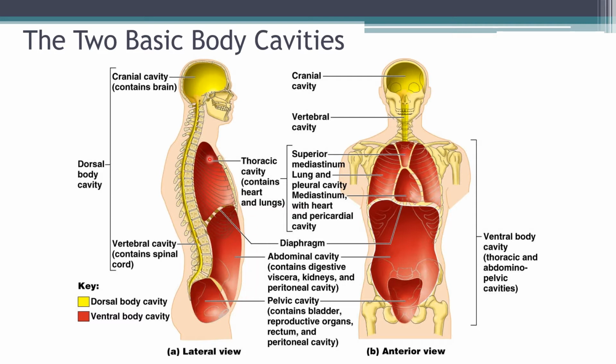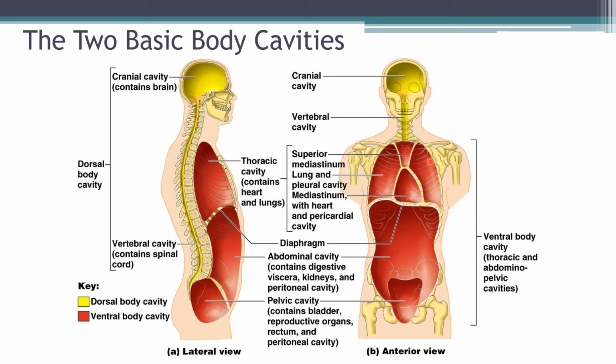The ventral body cavity is much bigger and much more complex than that dorsal body cavity. So this is going to be the large anterior or ventral body cavity. And it contains two major cavities, what's called the thoracic cavity and then what's called the abdominopelvic cavity. Now these two large major spaces within the ventral cavity are separated by a dome-shaped muscle called the diaphragm. That's going to be basically right underneath your rib cage. So above that dome-shaped muscle is your thoracic cavity. Below that dome-shaped muscle is your abdominopelvic cavity.